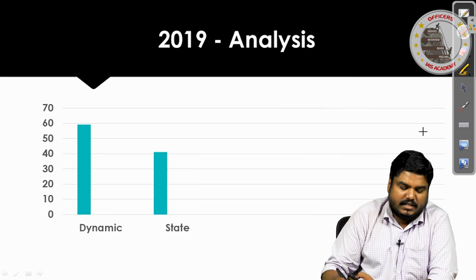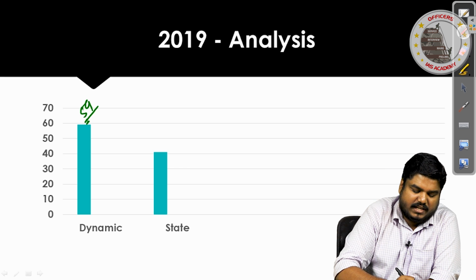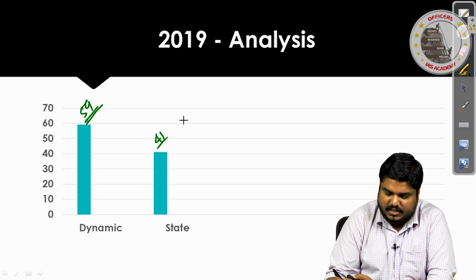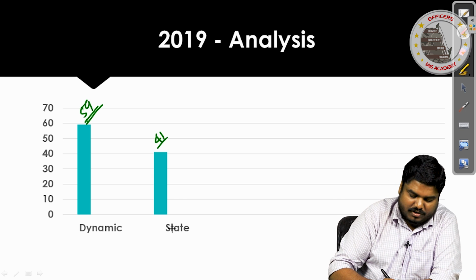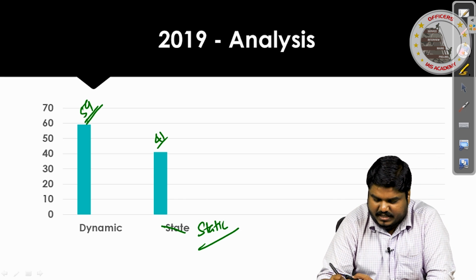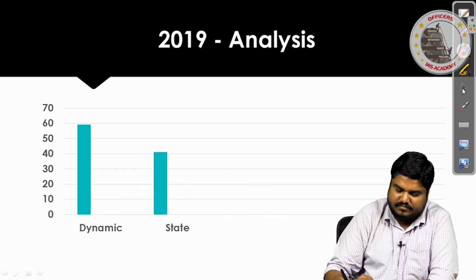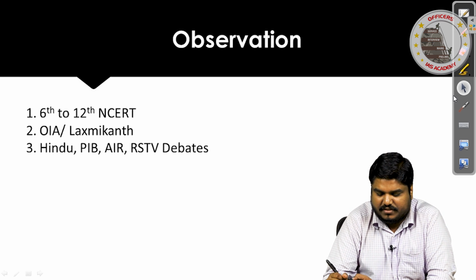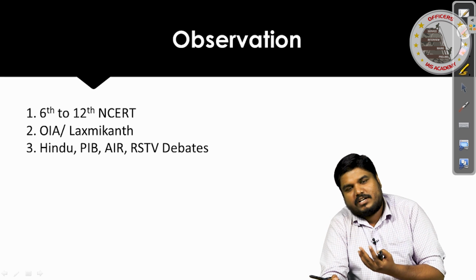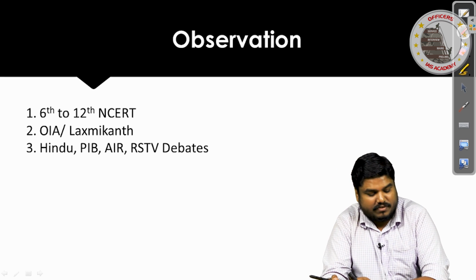In 2019 around 59 questions came from the dynamic area and 41 questions came from the static area. It is not state, I am sorry, it is static. So, observation: from where to study and how to study to answer these kinds of questions.